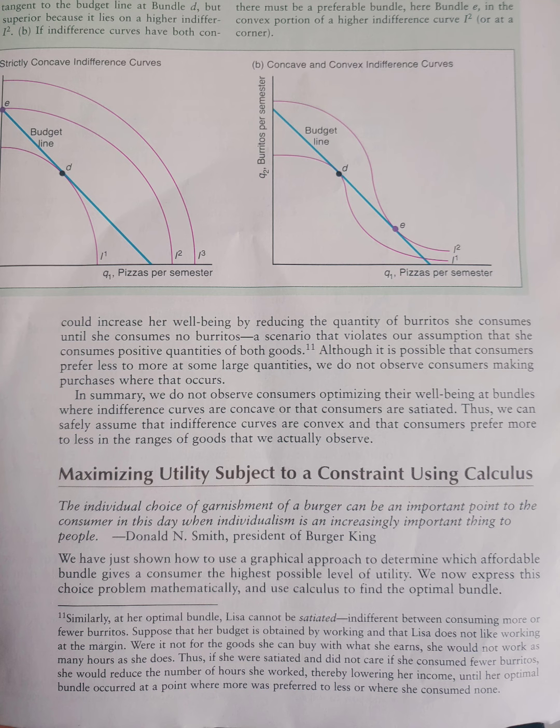We have just shown how to use a graphical approach to determine which affordable bundle gives the consumer the highest possible level of utility. We now express this choice problem mathematically and use calculus to find the optimal bundle.